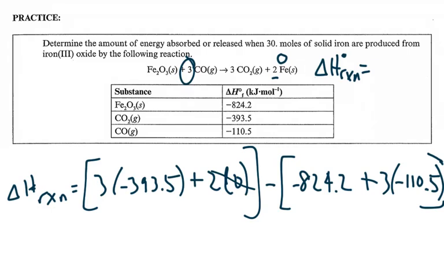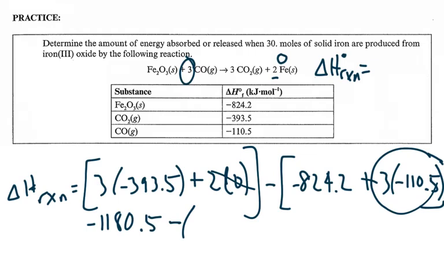Okay, now we have that set up, so let's go ahead and do the math here. The first thing we have to do is 3 times negative 393.5, and that's going to be negative 1180.5, and this part's 0, so we have that part already. Now let's see what this other part is.